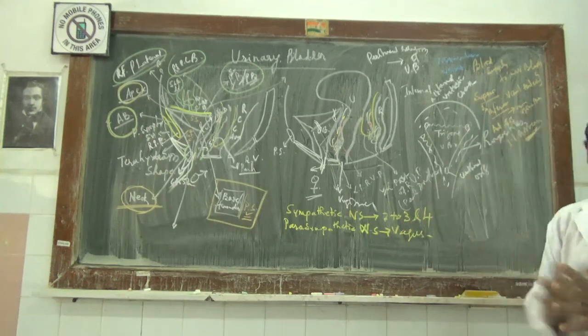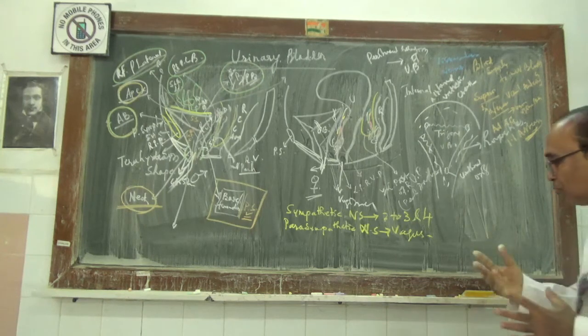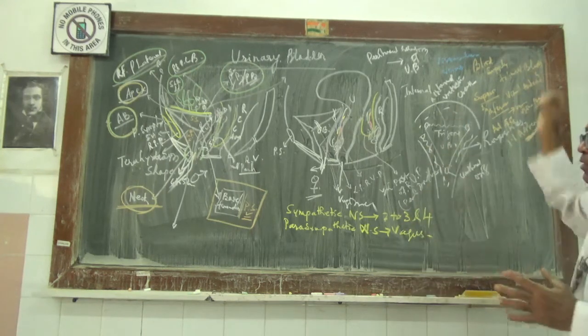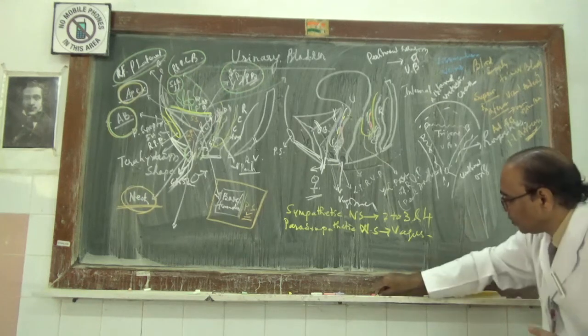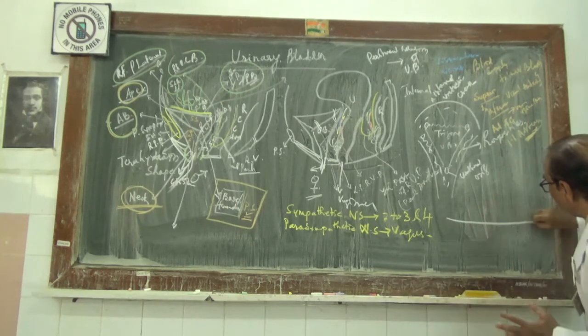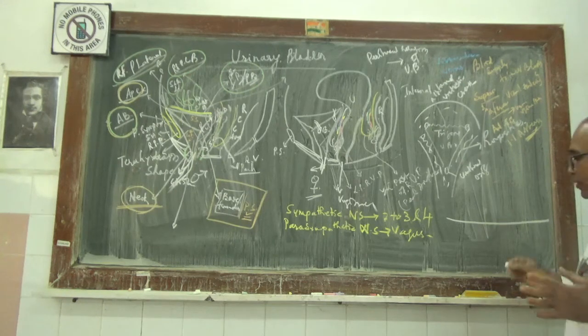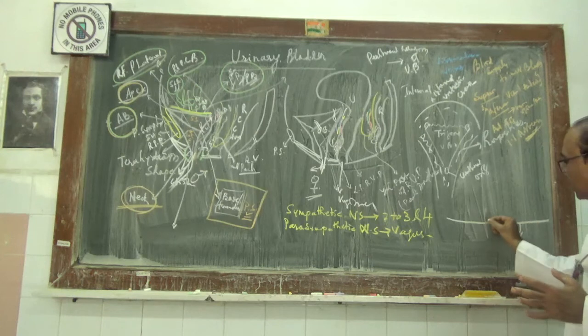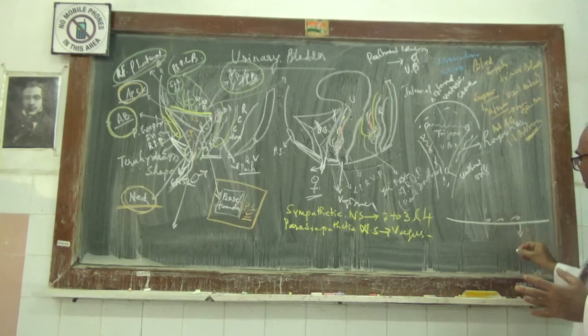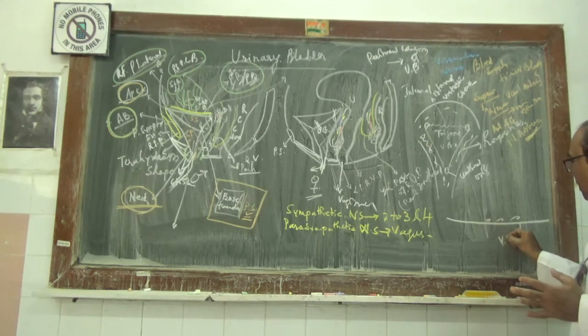Now after having had the nerve supply, you have to go to the histology of the urinary bladder. In the histology of the urinary bladder, there will be a serous layer, which contains the flattened endothelial and mesothelial cells. It is formed by the visceral part of the peritoneum.